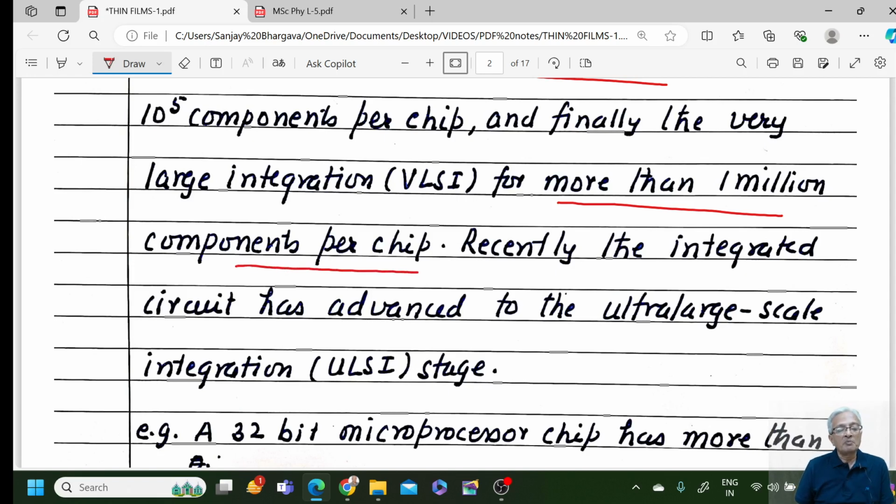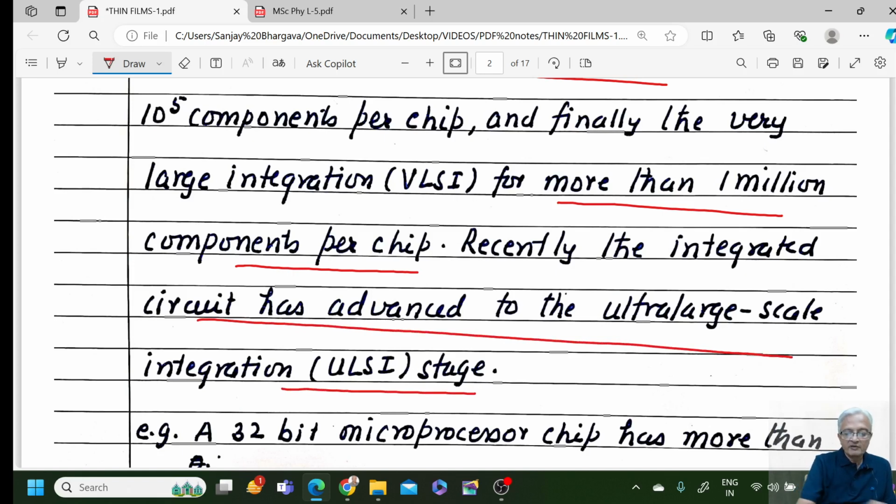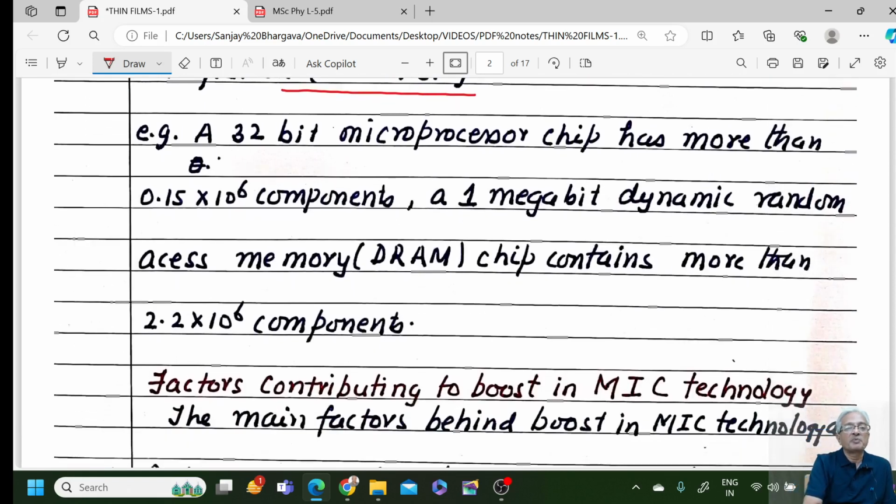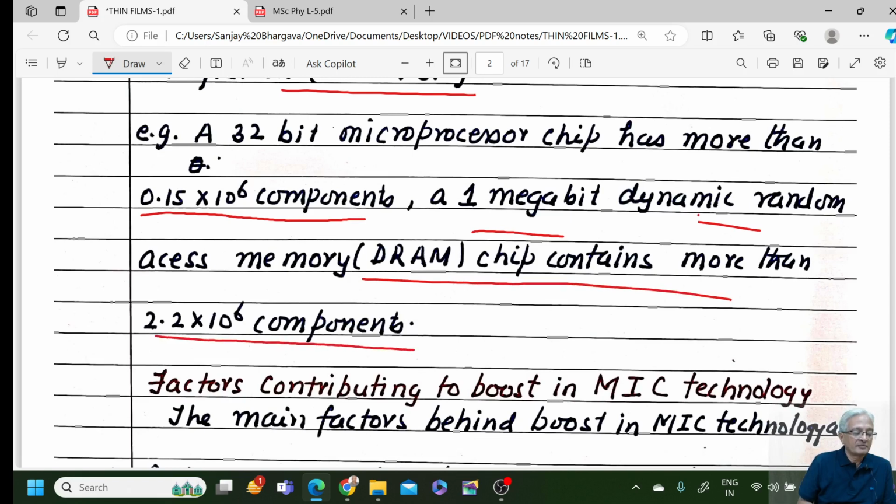So we have gone for miniaturization, that means the circuits have been reduced in size. Now in the recent times, the integrated circuit has advanced to the ultra large scale integration ULSI stage. We just give an example. A 32-bit microprocessor chip has more than 0.15 x 10^6 components. A 1 megabit dynamic random access memory DRAM chip contains more than 2.2 x 10^6 components.